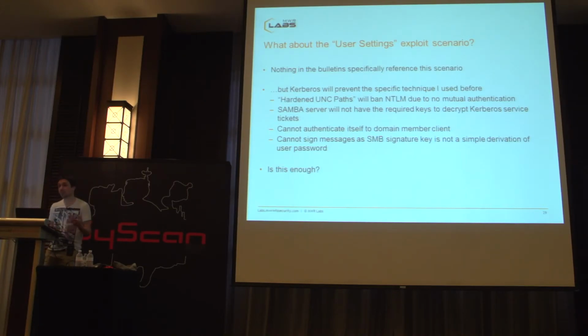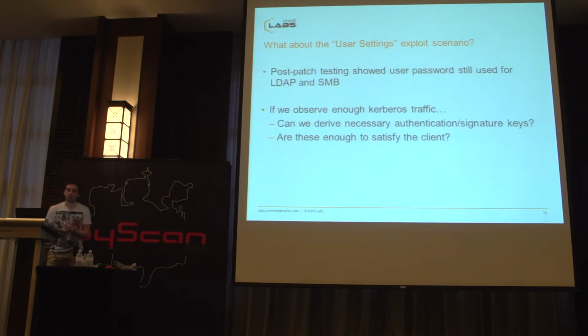So the question at this point is, is that enough? It has stopped the exact exploit scenario I showed before, but has it really addressed the underlying vulnerability? Well, when I started looking into this post-patch, I found that the user account password effectively was still being used for accessing LDAP and SMB for user settings. So the question then became, well, is there a way to exploit that, or is Kerberos just going to prevent this whole thing? My question was, if we observe enough Kerberos traffic, does that give us what we need, or is it just not viable?